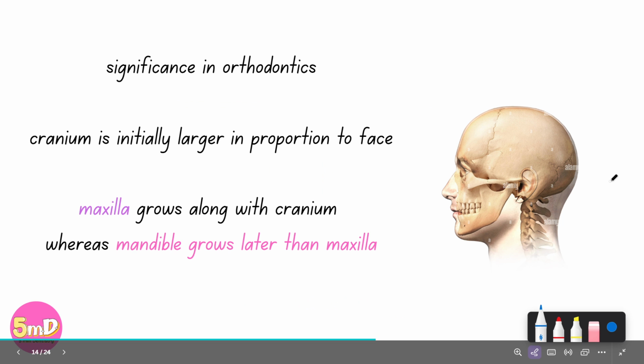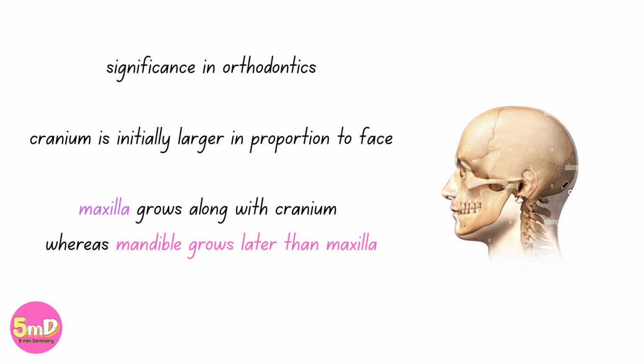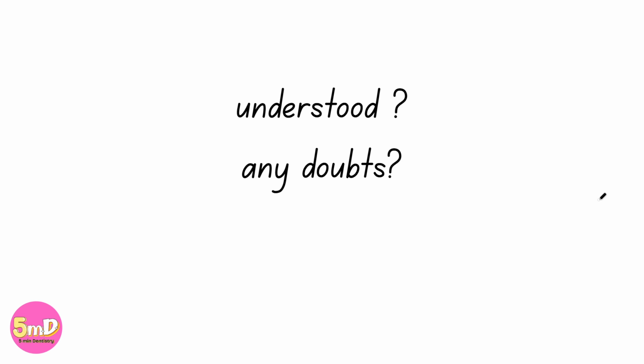So, how does it apply in orthodontics? The cranium is initially larger in proportion to the face, but as age progresses, the maxilla grows along with the cranium, whereas the mandible grows later than the maxilla. So, the growth can be controlled as long as the trunk and the limbs grow. The maxilla is more related to the cranium when the rate of growth is compared.